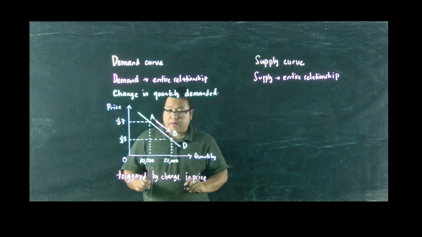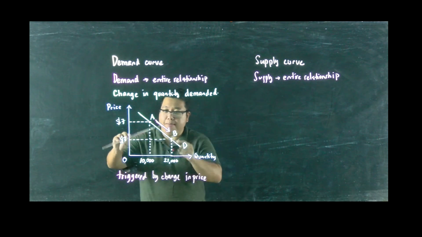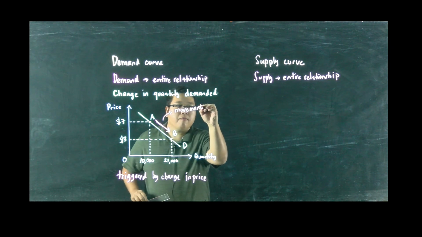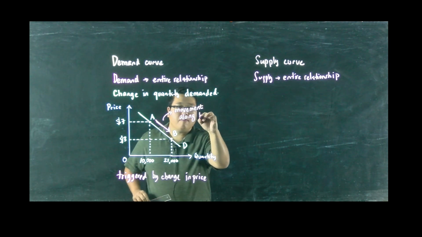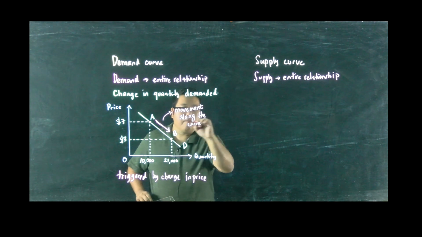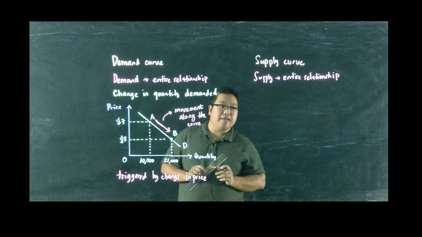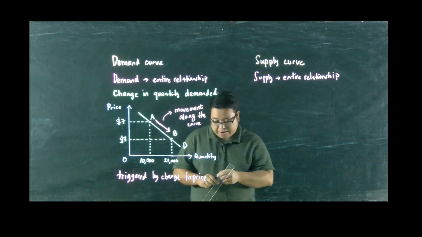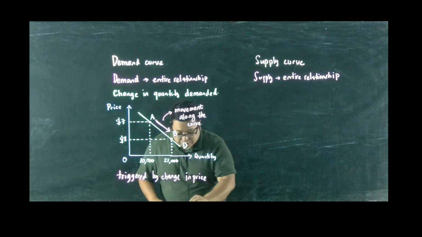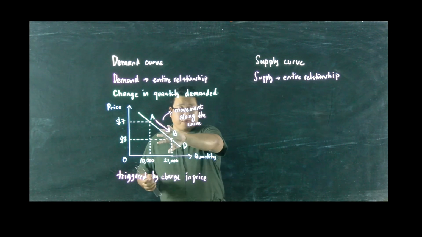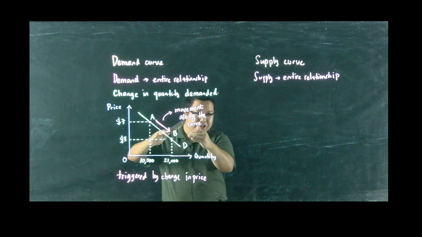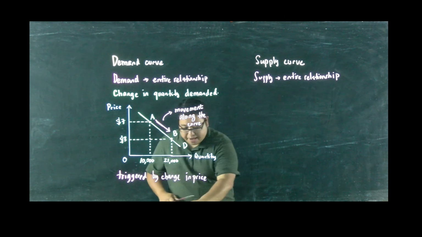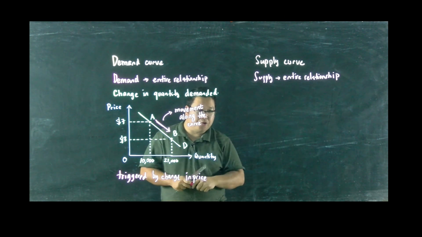Now, if price changes, we see a movement along the curve. So that's what we mean by change in quantity demanded. We can have the same idea for the case of supply. For supply, it's flipped because instead of an inverse relationship between price and quantity, supply has a positive relationship, meaning as price goes up, quantity should increase.